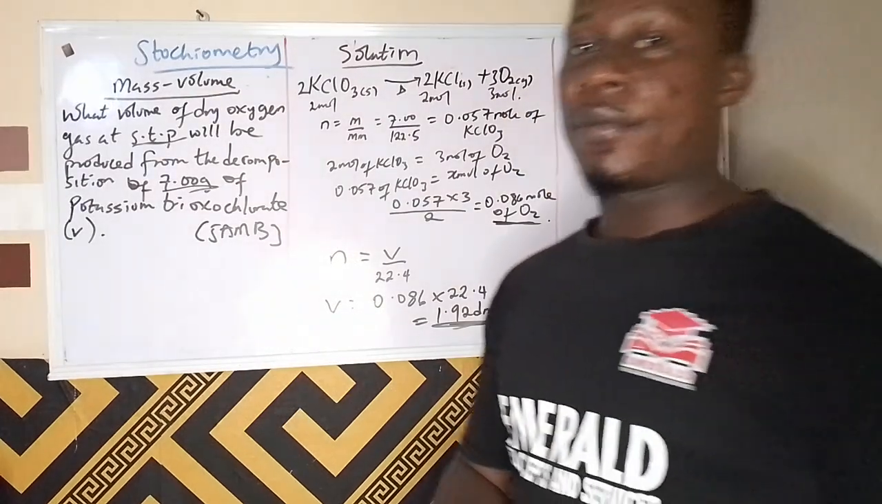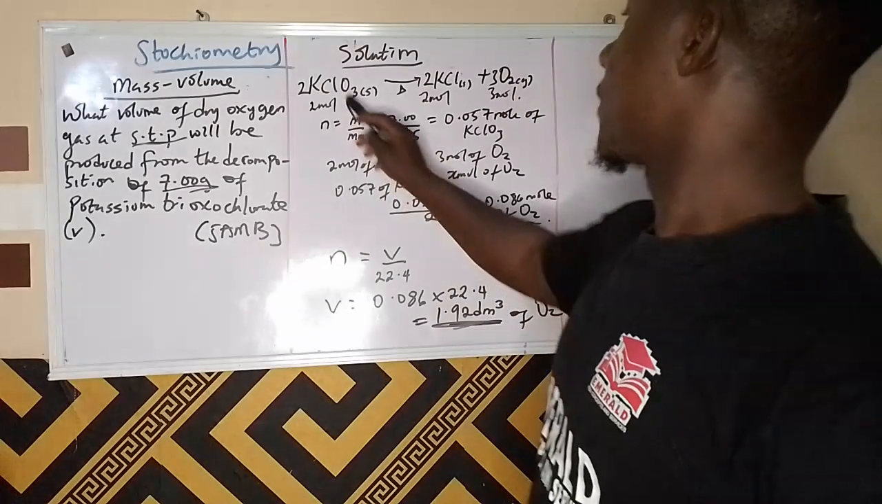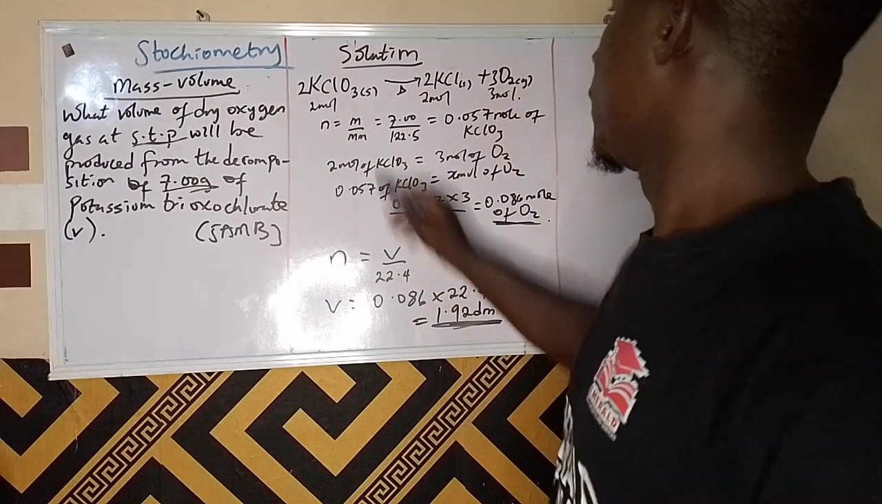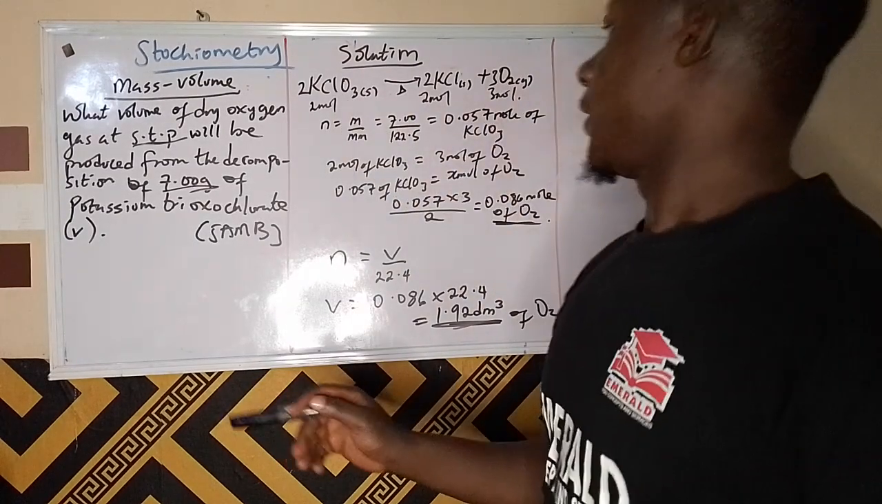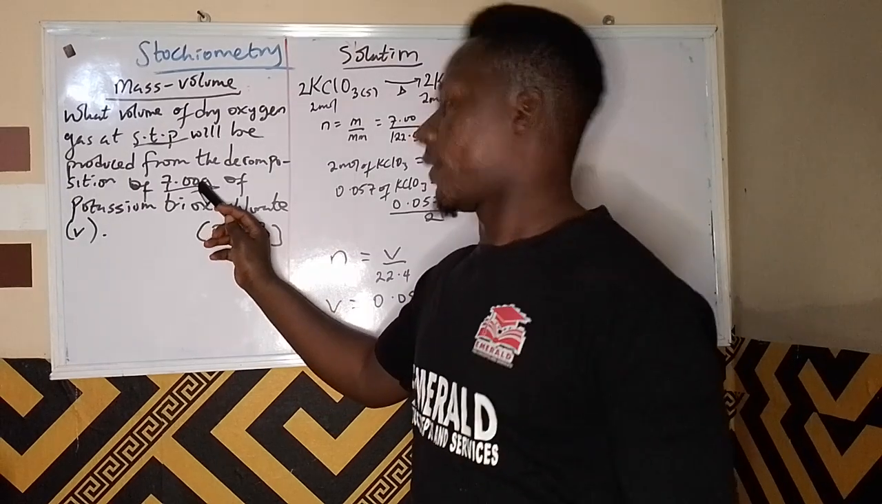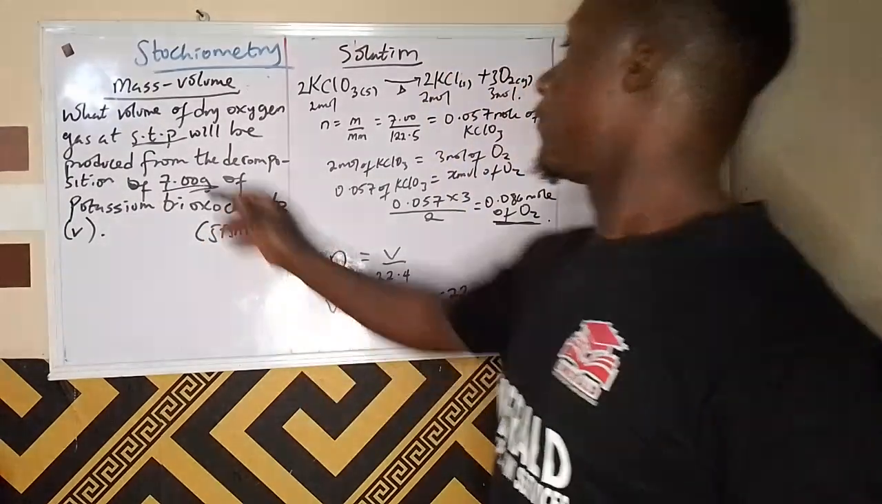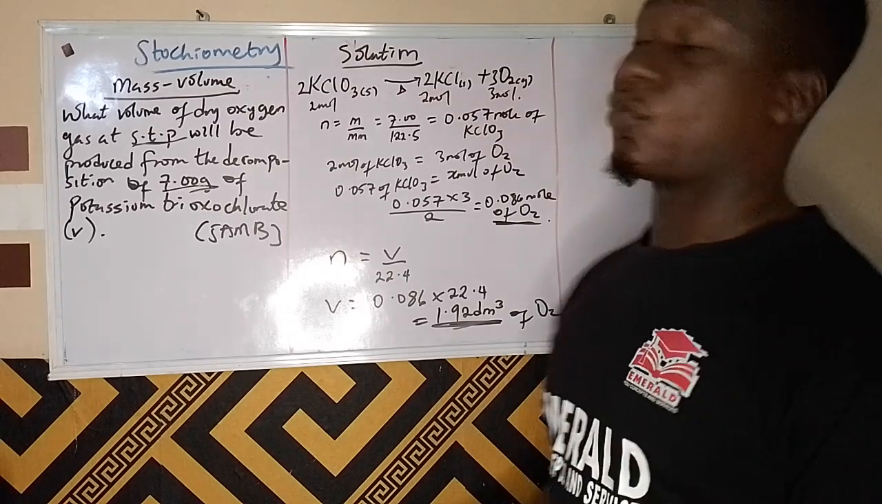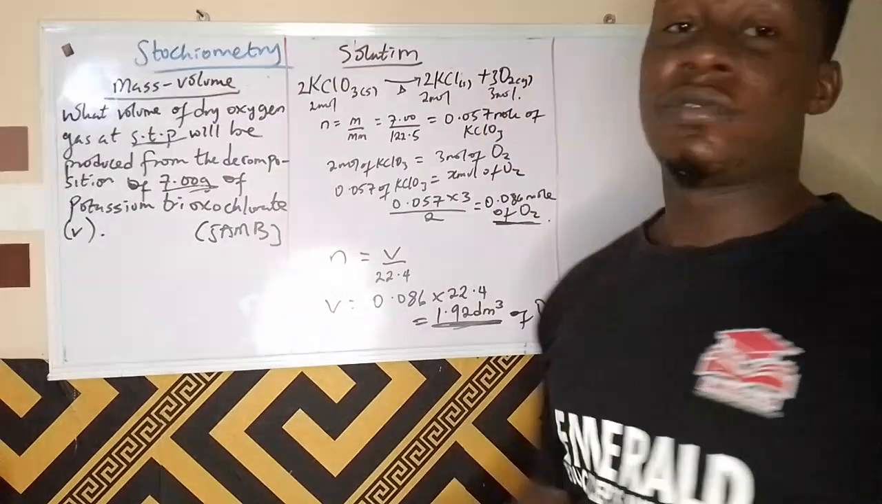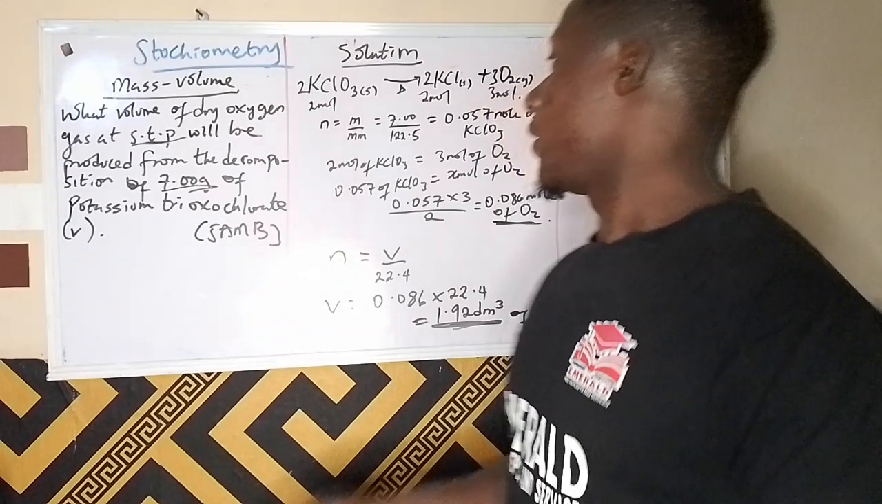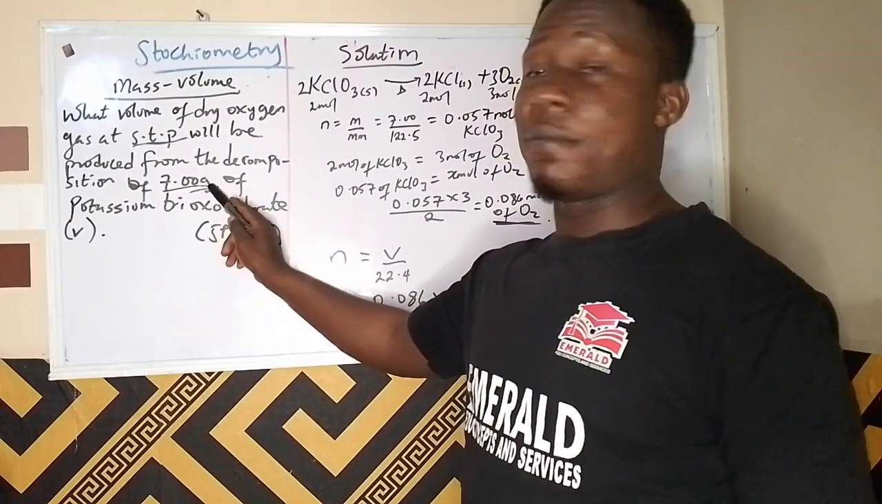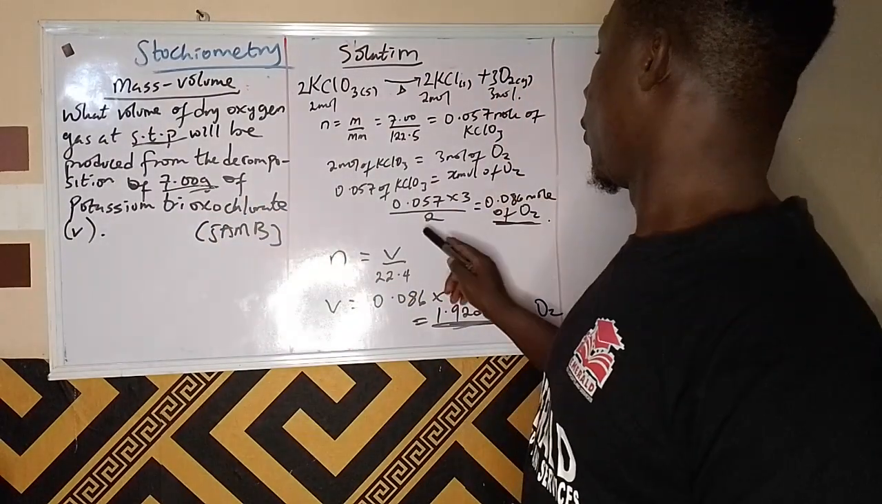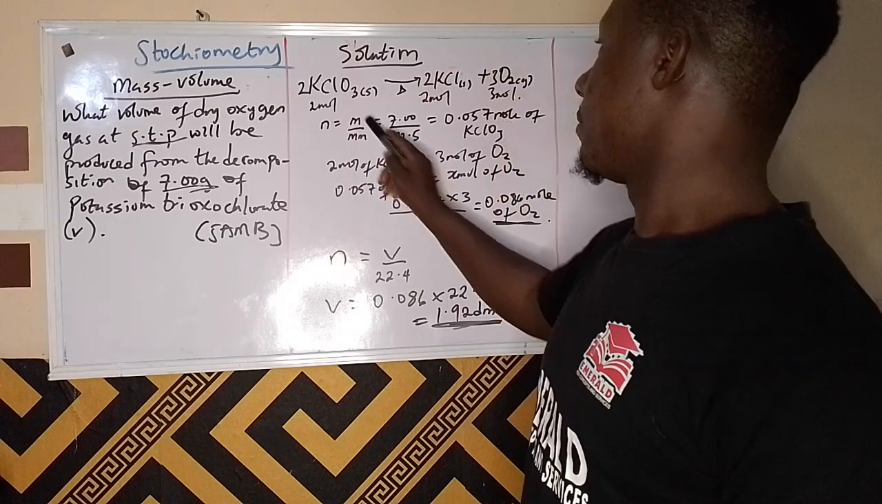So for a recap, first and foremost, write out the equation and balance it. Then, like I've said, you are going to be given mass or volume. If you are given volume, the first thing to do is to convert it to mass. I will show you that in subsequent videos. So in this case, you are given mass. Convert the mass to moles by saying mass over molar mass.